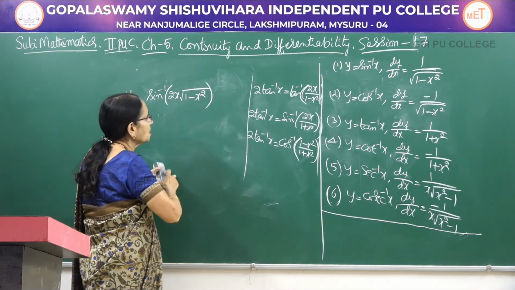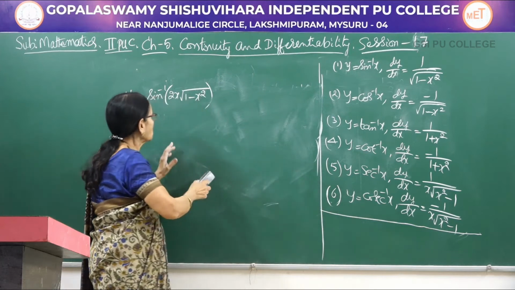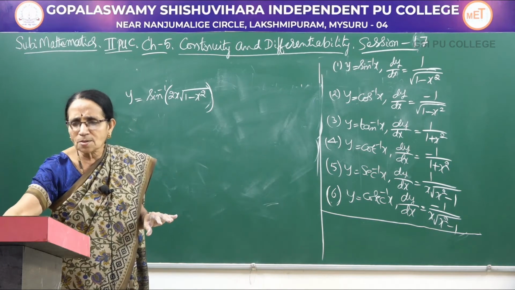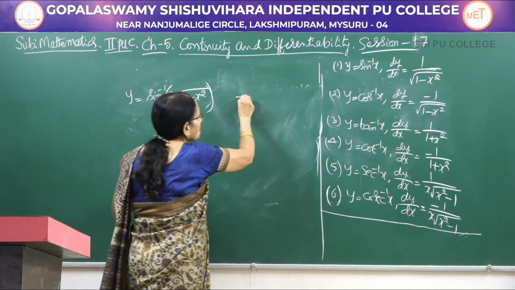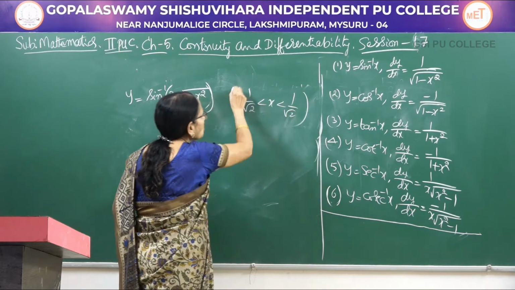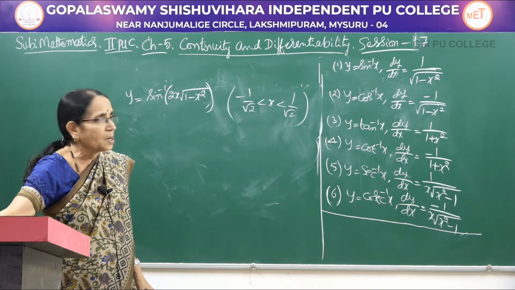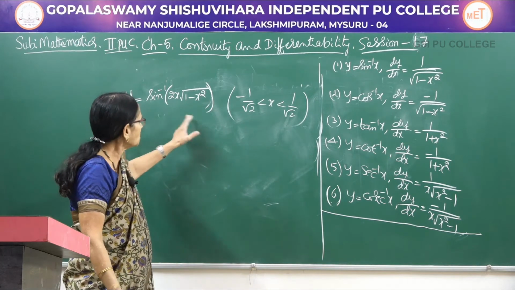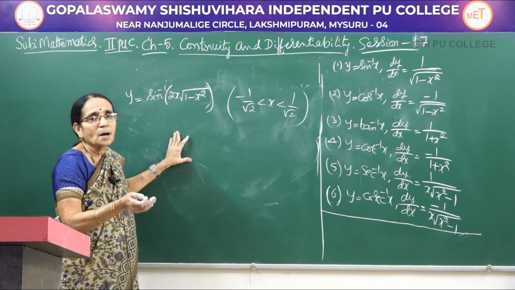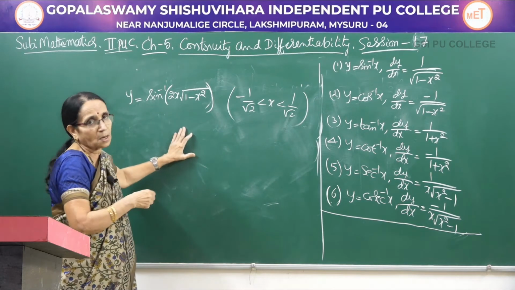It is sin inverse of 2x into root of 1 minus x square. Now this we had done as a problem. Sometimes they give this, that is the value of x, minus 1 by root of 2 less than x less than plus 1 by root of 2. Now this problem we had already solved under inverse trigonometric functions. Here our problem is to find the derivative.